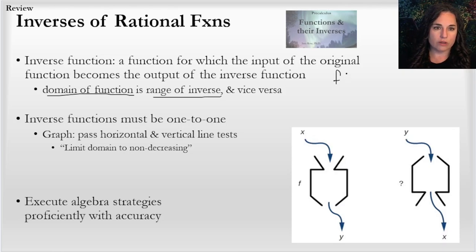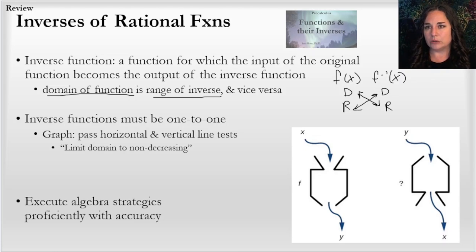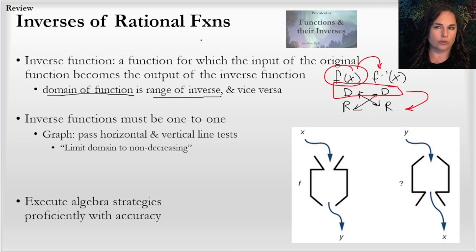So if we have the function and we have its inverse, whatever the domain is for the original function, that's going to be the range of the inverse, and whatever the range is for the original function, that's going to be the domain of the inverse, right? So what I typically do is, if I'm given a function, I will find its inverse, and then I will find the two domains, and once I know the two domains, that means I know the two ranges. I have an example of this in a second.